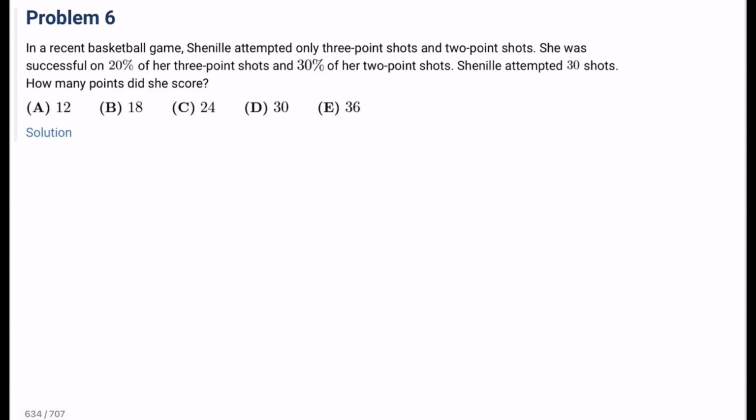Number 6: in a recent basketball game, Chanel attempted only 3-point shots and 2-point shots. She was successful on 20% of her 3-point shots and 30% of her 2-point shots. Chanel attempted 30 shots. How many points did she score?